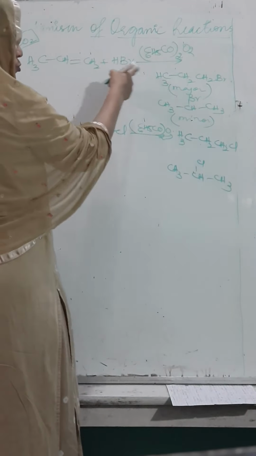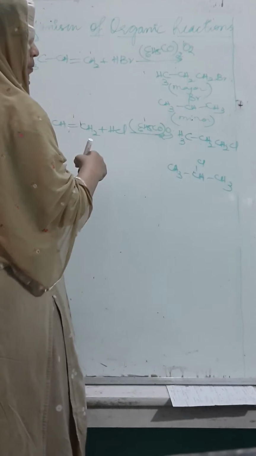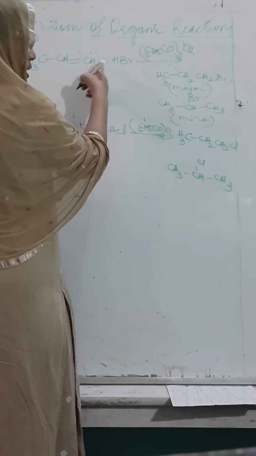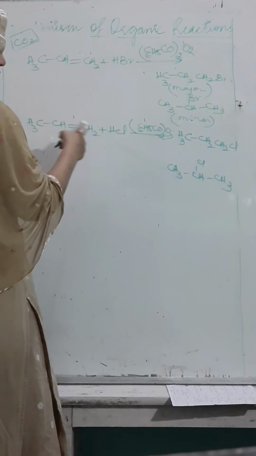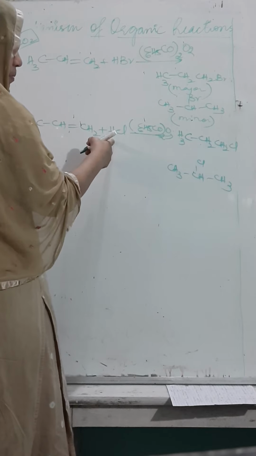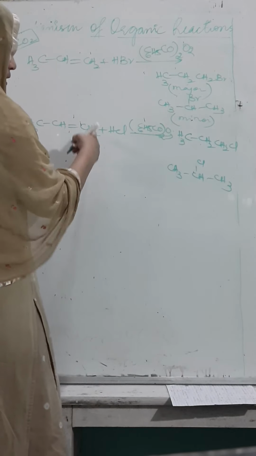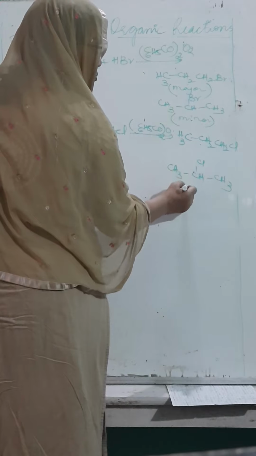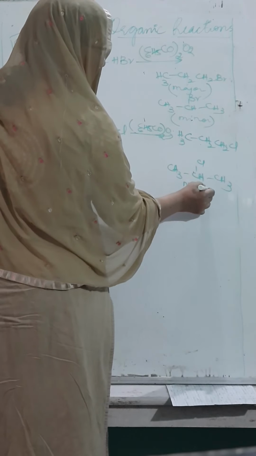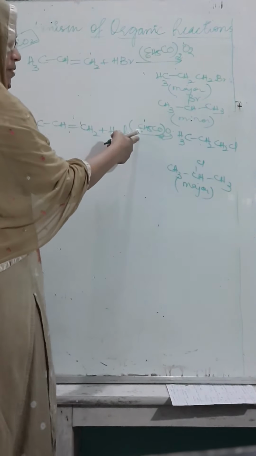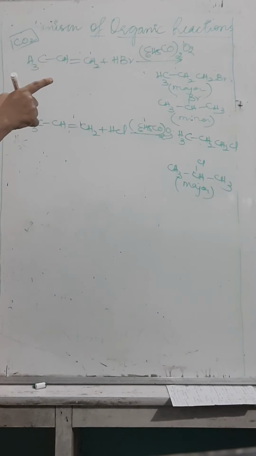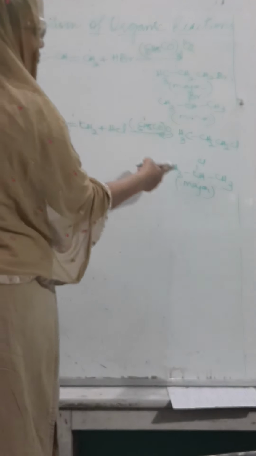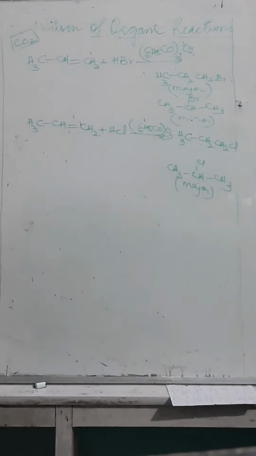According to Markovnikov's rule, the major product was 2-bromo. Whenever we go for anti-Markovnikov's rule, we get 1-bromopropane as the major product. But anti-Markovnikov's rule is not applicable for HCl, as I said earlier. Therefore, the major product will be 2-chloropropane, even in the presence of peroxide.